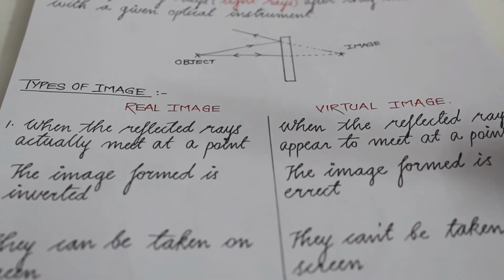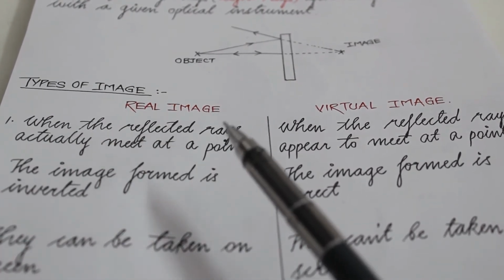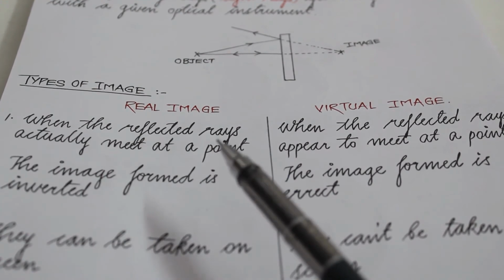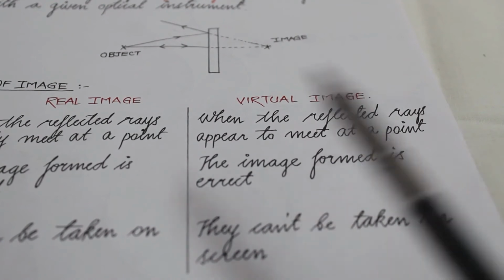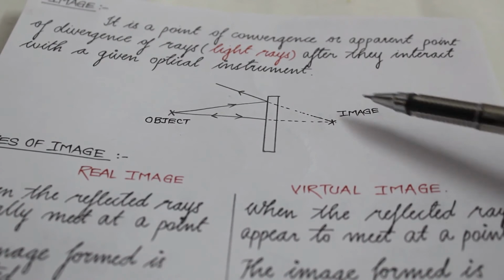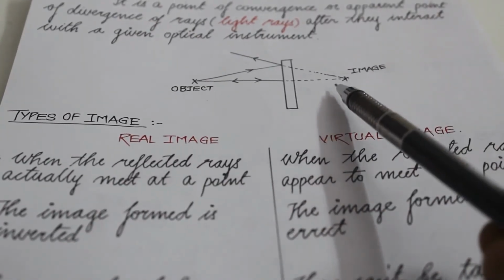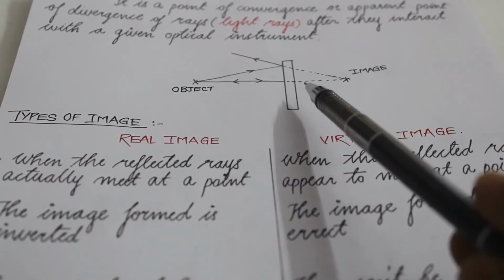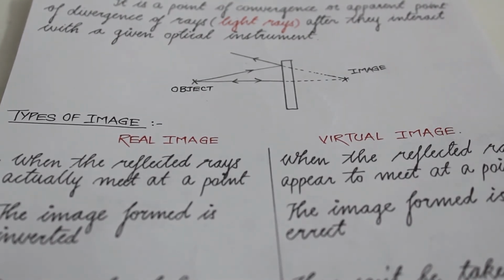It can't be a real image, because as per the definition of real image, the reflected rays must actually meet at a point. Whereas in case of virtual image, the reflected rays appear to meet at a point, and in this diagram they are appearing to meet at a point. So this image formed will be a virtual image. If they had met actually, then the image formed would have been a real image. This is the definition. Now how to find out which image is real and which image is virtual practically?